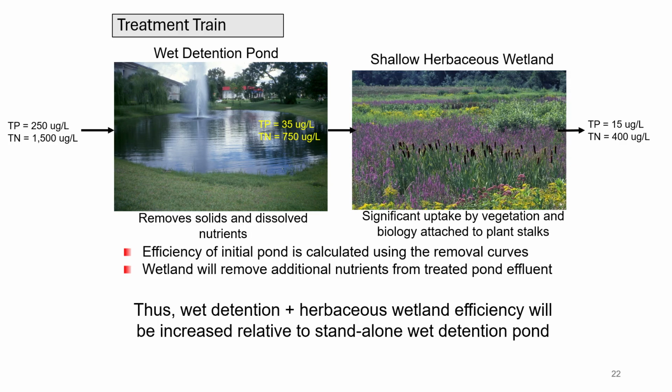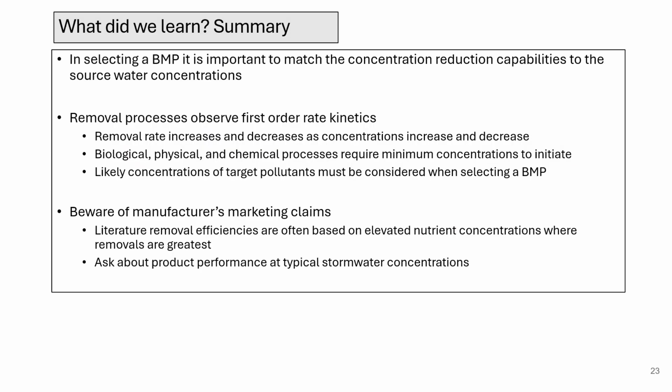After the water has moved through both the wet detention pond and the shallow herbaceous wetland, the total phosphorus is further reduced to just 15 micrograms per liter, and total nitrogen is brought down to 400 micrograms per liter, demonstrating the powerful cumulative effect of this treatment train. To summarize what we've learned, the concentration of pollutants is a profoundly important consideration when both selecting a best management practice and evaluating its potential performance.